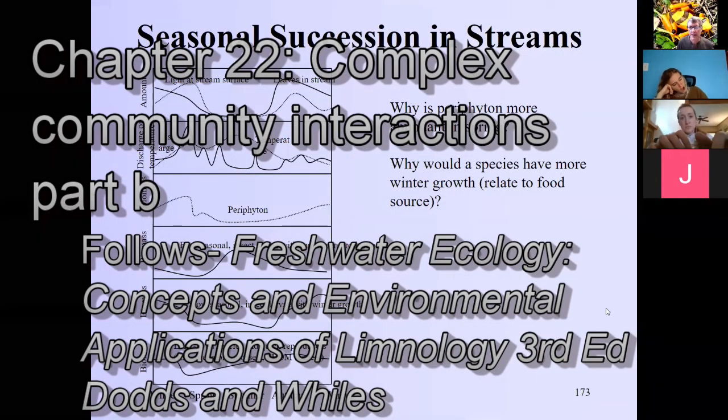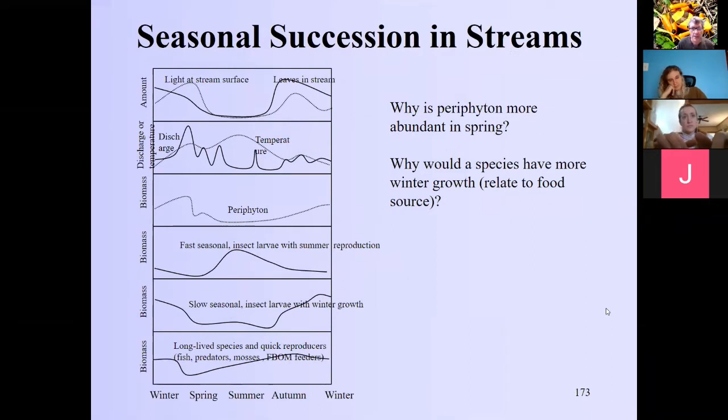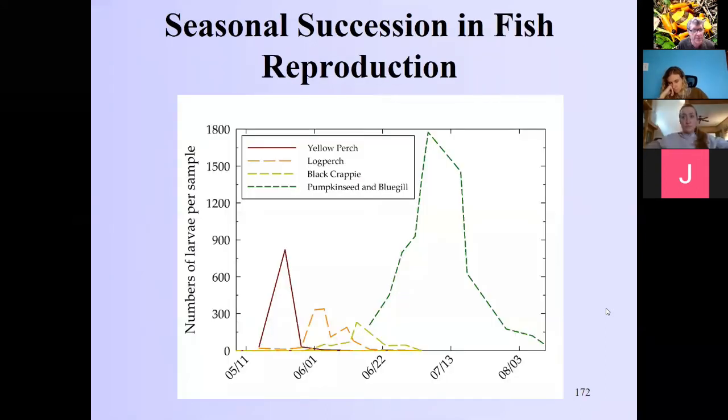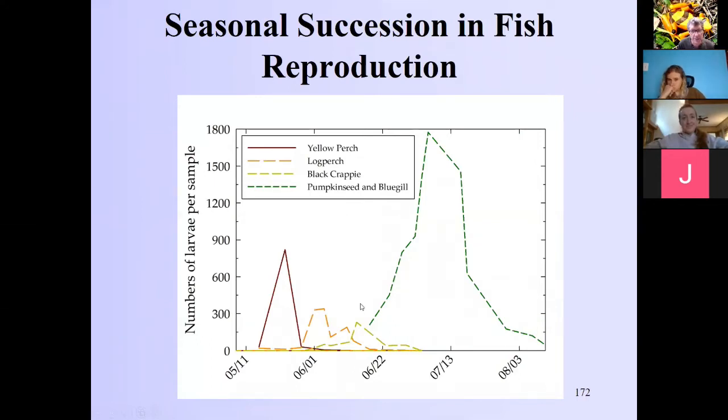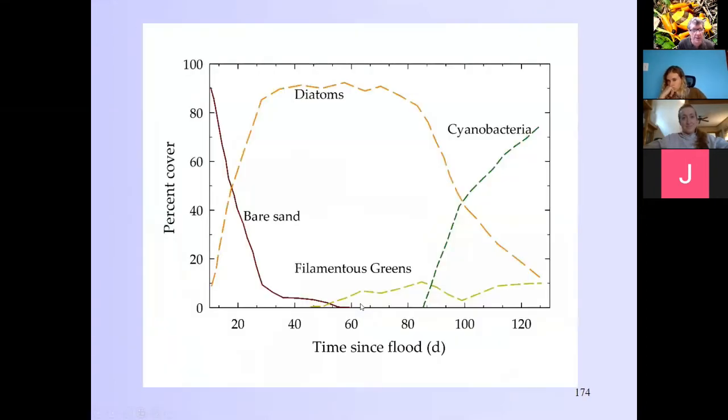Okay, I wanted to go back to stream succession for just a minute because I was looking through and there is a figure that we can use. Here's the color version of the number of larvae per sample of perch and crappie and pumpkinseed and bluegill that we talked about. So I have an equivalent one of the kinds of trends that you might see in the stream. And this particular stream is Sycamore Creek, which is a desert stream in Arizona.